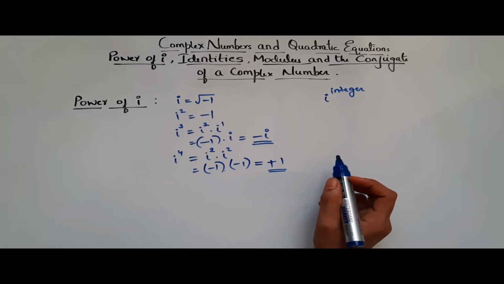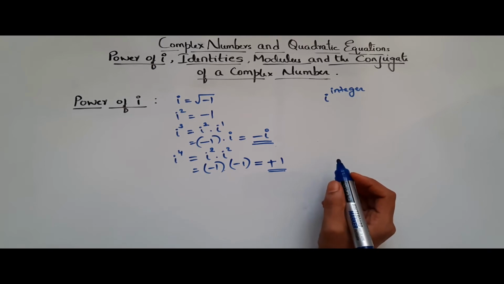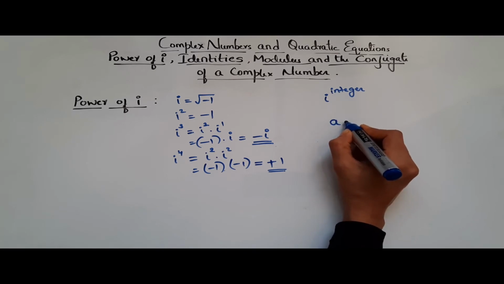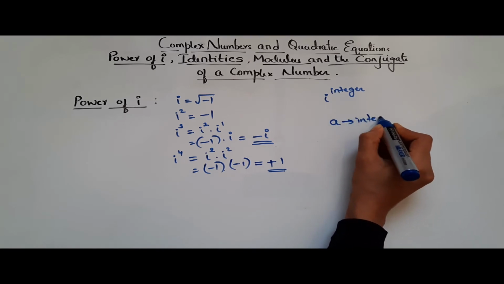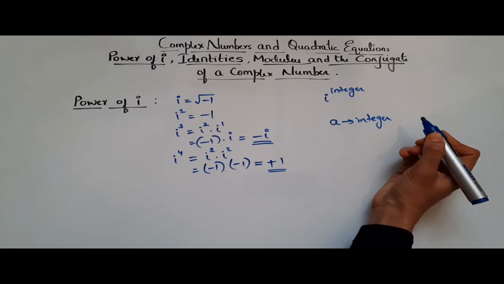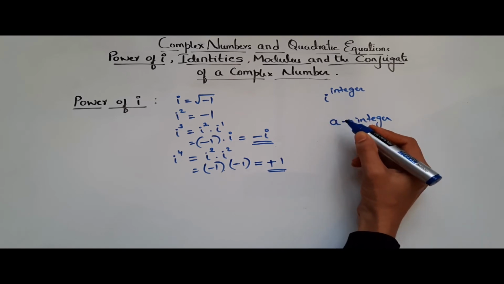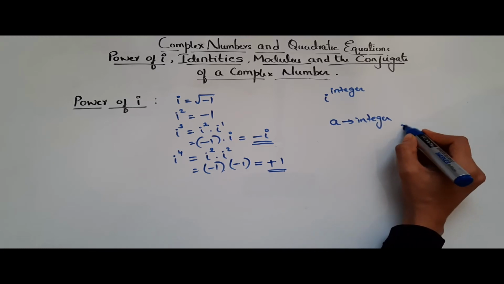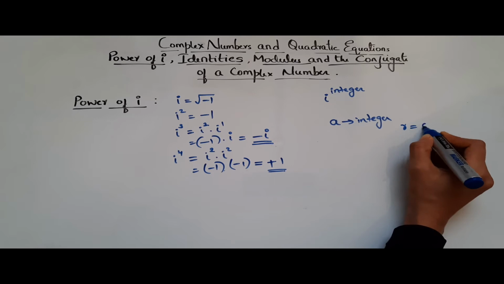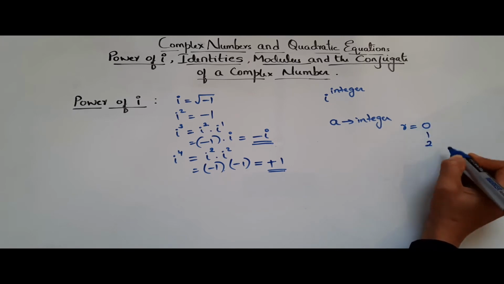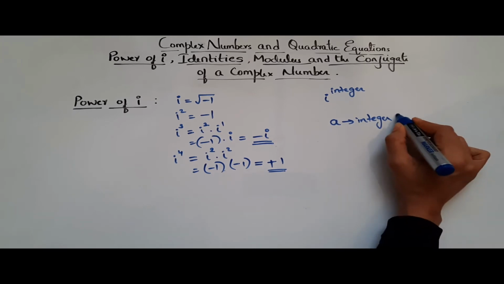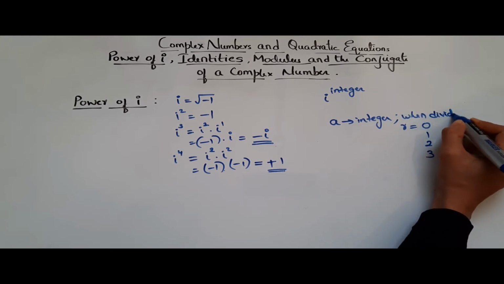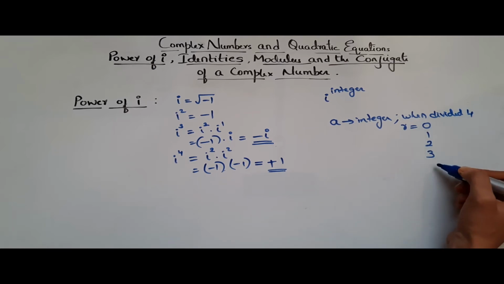We will see how to find that. For that you will use Euclid's division lemma. So let's take this integer as a. So a is an integer. Now you have to divide this a by 4. So when you divide that integer by 4, what can be the remainder? Either it should be 0, 1, 2 or 3. When you divide by 4, it cannot be 4.